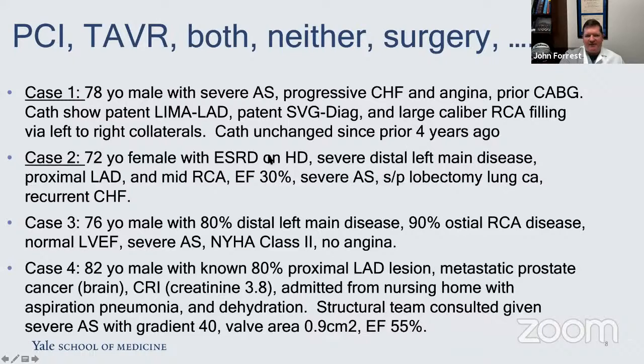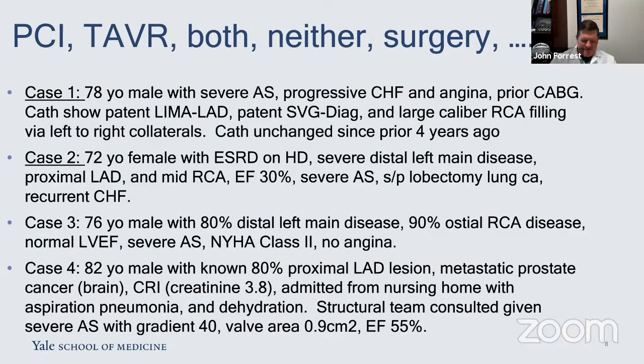And so let's go back here, and there are no right or wrong answers here. And so maybe I'll pick on Sharon. So our first case here, Sharon: a 78-year-old male, severe AS, progressive heart failure and angina, prior CABG, has a patent vein graft, patent LIMA, the other one is occluded, the RCA, having some angina, cath unchanged from 4 years before.